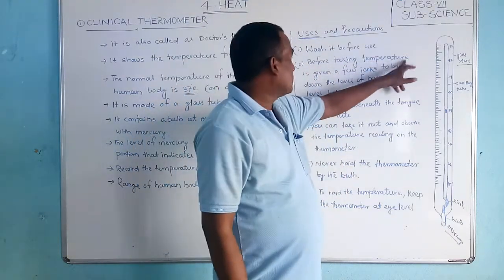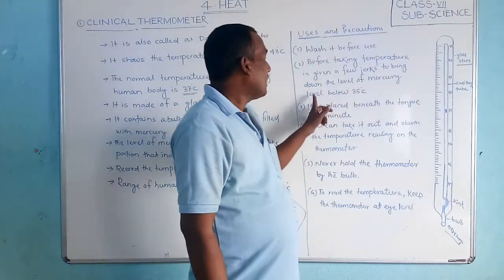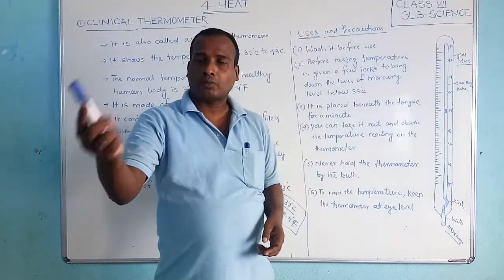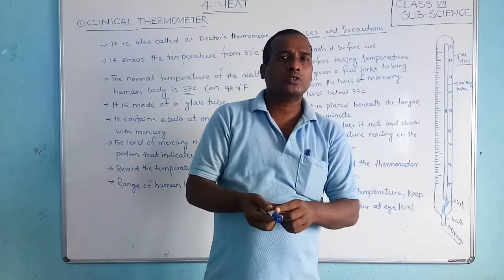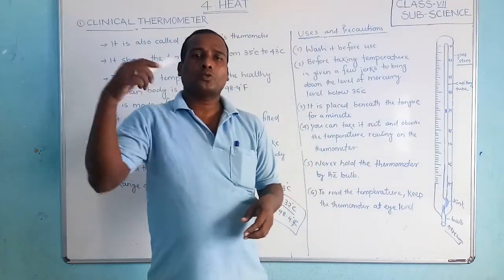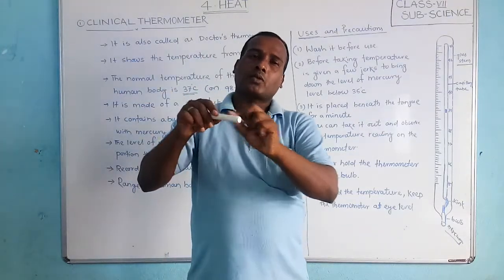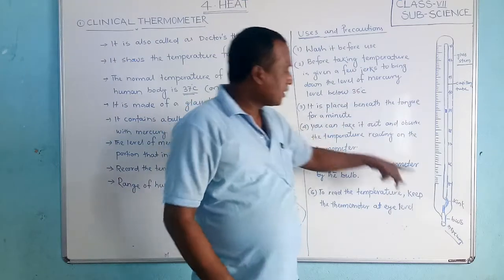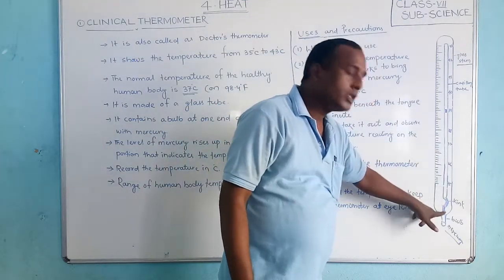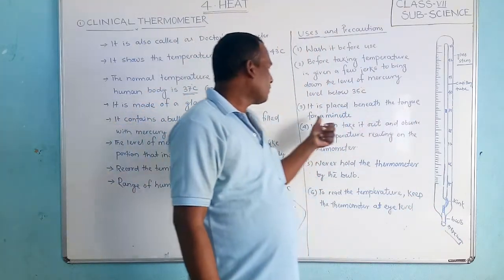Before taking the temperature, give a few jerks to bring the mercury level down below 35 degrees. Suppose if you keep it outside or it touches somebody's hands, it may increase the temperature, so don't do that. First of all, before using, you give some jerks, holding it like this. Then the mercury level will come below 35 degrees and stay there. Here this is 35; the mercury will come to here. It is placed beneath the tongue for a minute.